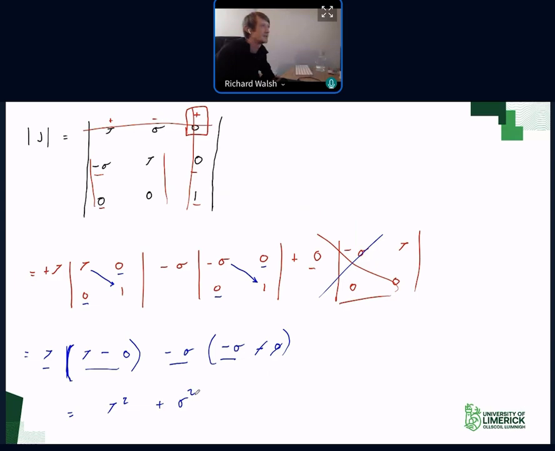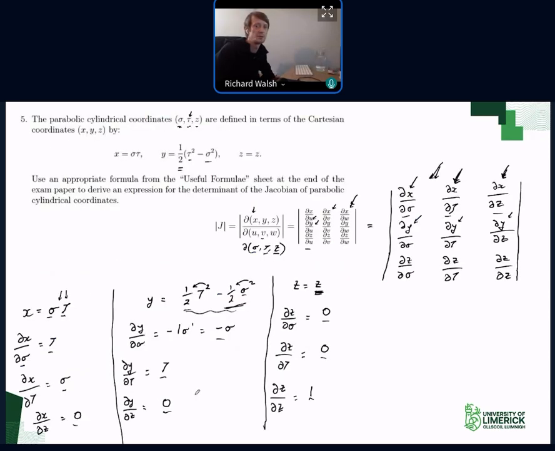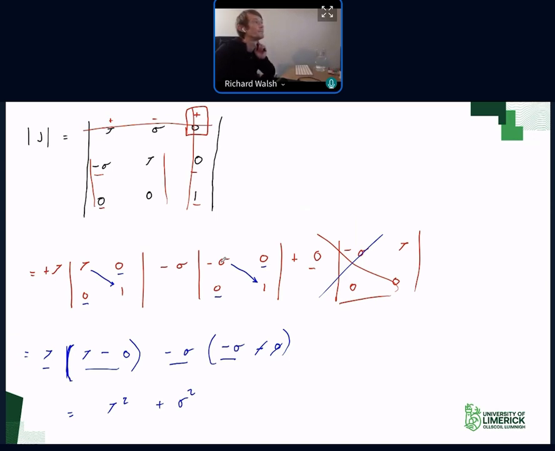I think it's fair to say though it reads like very heavy stuff, but if you kind of filter through it, use an appropriate formula to derive an expression for the determinant of the Jacobian. Write down your formula, work out your partial derivatives, fire them into the matrix, and work out that 3 by 3. Right, so that's question 5. Tau squared plus sigma squared. All right.